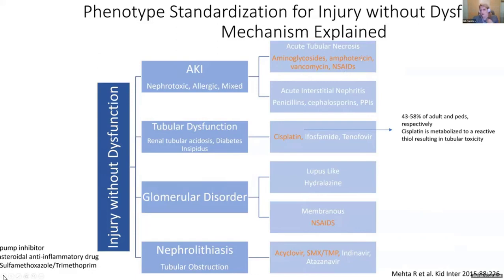I'm not sure why it's not coming up, but we have aminoglycosides, which are causing your direct acute tubular necrosis. We have cisplatin, which affects 43 to 50% of patients, adults or peds. The metabolite is actually a reactive thiol resulting in tubular toxicity. We have acyclovir and sulfamethoxazole-trimethoprim at the bottom here, which cause that tubular obstruction from crystallization as well. So different mechanisms for these different types of drugs.